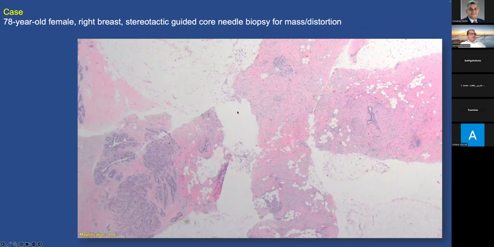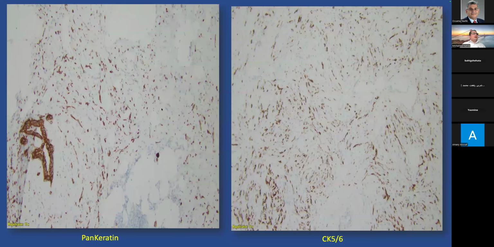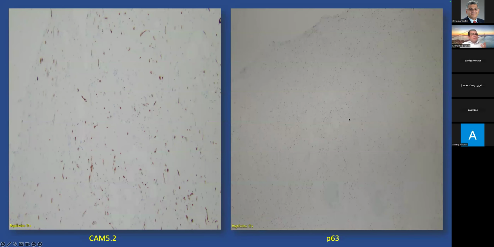That's another mass. You have increased cellularity in the core. You go in high power. There is a spindle cell. There is some entrapping fat. There is some lymphoid aggregate on the edge of the core. So anytime you have a spindle cell, you need to throw your keratin on it, and not just one keratin. I'm talking about a big panel of keratin. And that's what we did. It came back positive for pankeratin and CK5/6, and positive for p63 and for CAM 5.2.